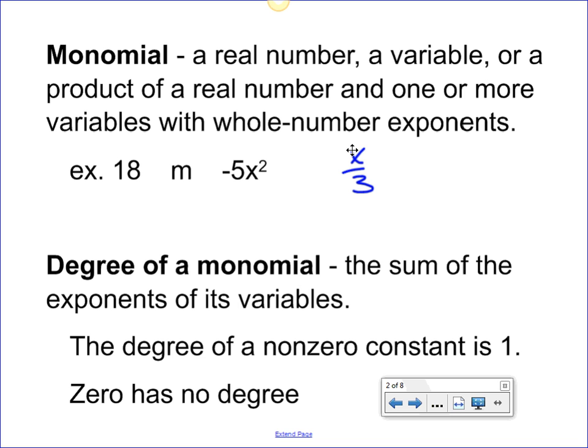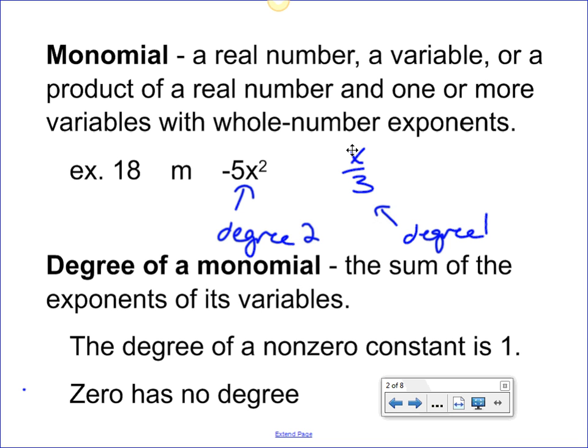Okay, so the degree of a monomial is simply the sum of the exponents of its variables. So for instance, if I asked you for the degree of this one right here, the degree of this one would be degree 2. Okay, the degree of this monomial would be degree 1. Okay, so the degree of a non-zero constant is 1, and a 0 has no degree.